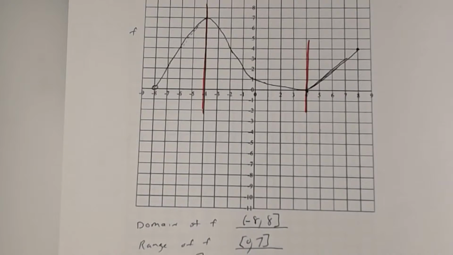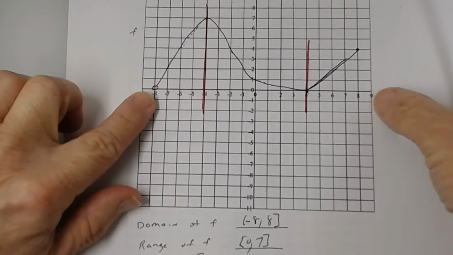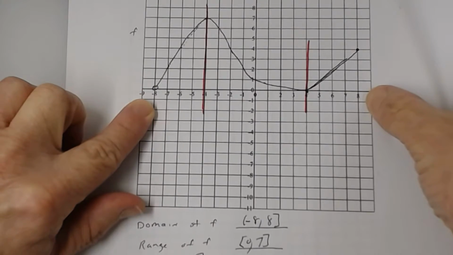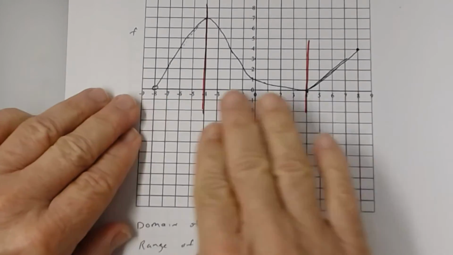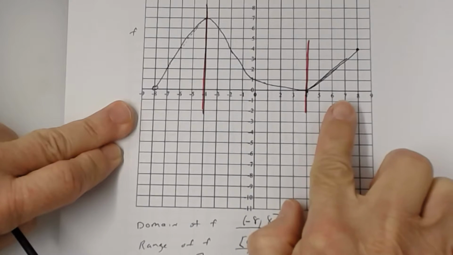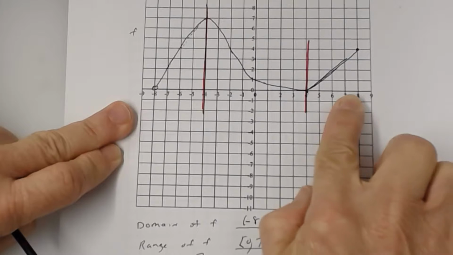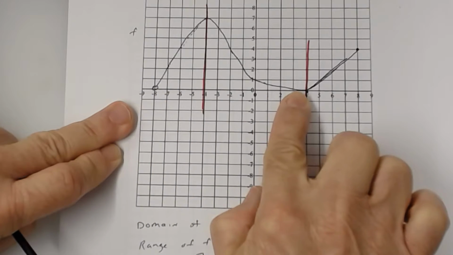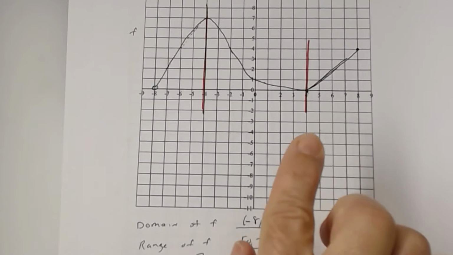So now it's important you know what your domain is. So my domain went from -8 all the way to 8. So in this domain right here, these two red segments divided this part of the domain into how many pieces? 1, 2, 3. Okay? All right, now let's talk about this.